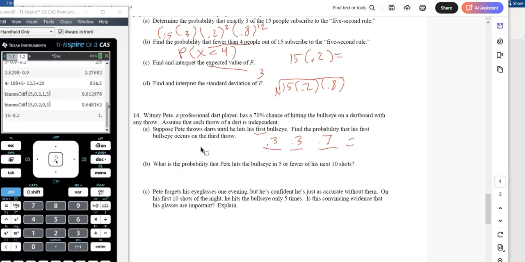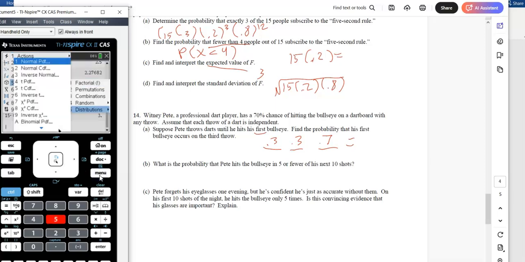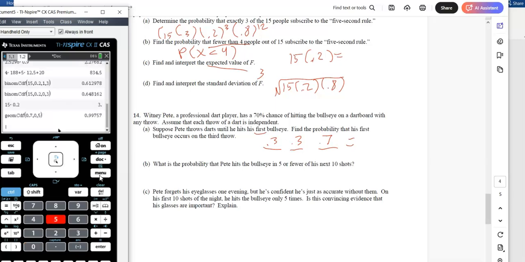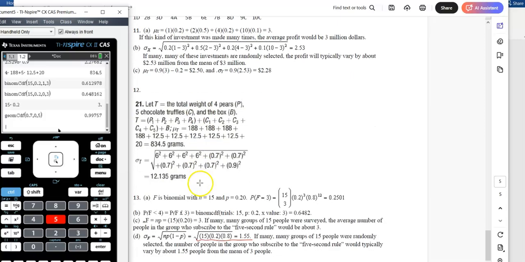Next: Pete hits the bullseye in 5 or fewer of his next shots. So you definitely want to go to the CDF command here for geometric. So menu 5, geometric CDF. Probability of success is 0.7. Lower bound, I want it to be 5 or fewer, so 0 to 5. 0.997.